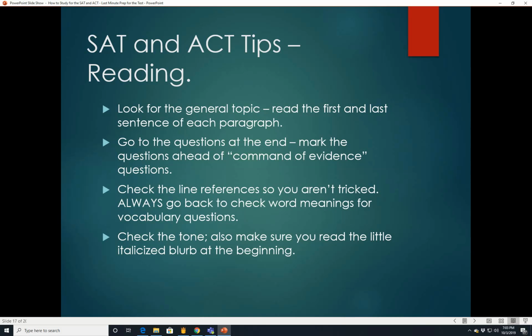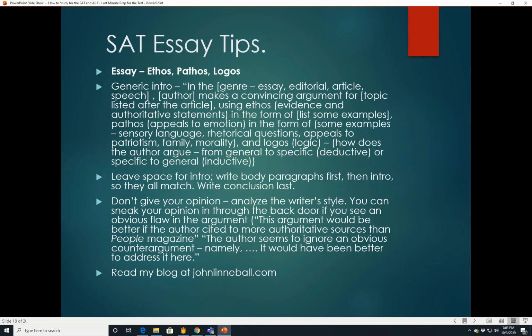It's always a good idea also to just go and underline the first and last sentence of each paragraph, so that way you're reading it, and that should generally tell you everything you need to know about each paragraph, because either the paragraph will start with the main point or it will build up to the main point at the end of the paragraph. All right, SAT essay tips.